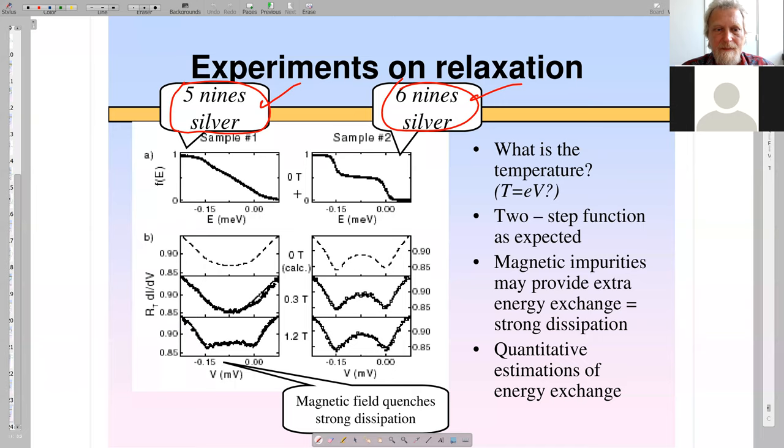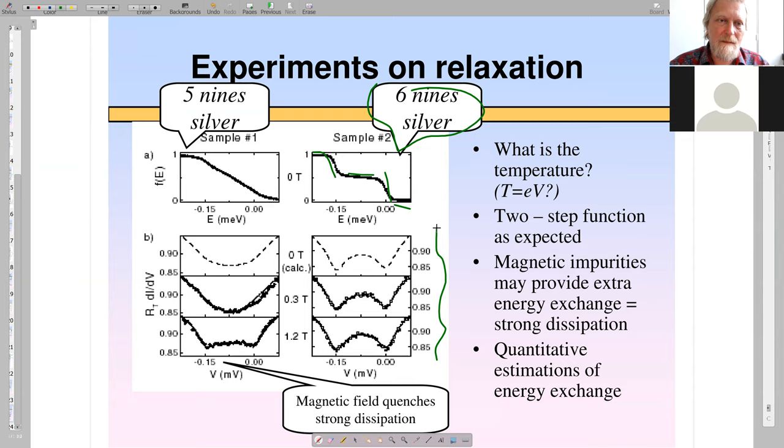So that's what they say. And strange enough, they again see a difference. They already have the silver material, they can use it in this experiment as well. And what they see is a clear difference between silvers of different impurity concentration. Right, for very clean silver, they do see a distribution function with two steps, which they can extract from these measurements of differential resistance.